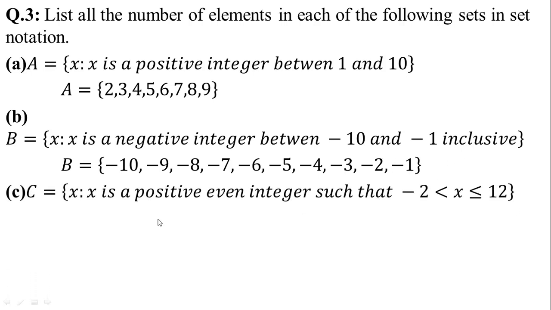In the next part, part c, x is a positive integer such that 2 is less than or equal to x and x is less than or equal to 12. So we write the numbers. These are positive even integers. So we have 2, 4, 6, 8, 10 and 12. 12 is included because of less than or equal to.